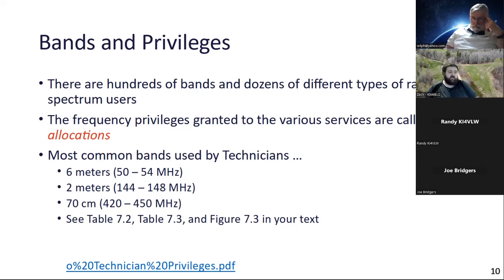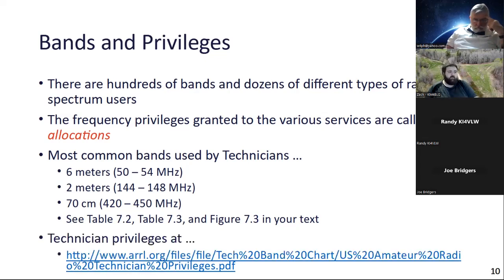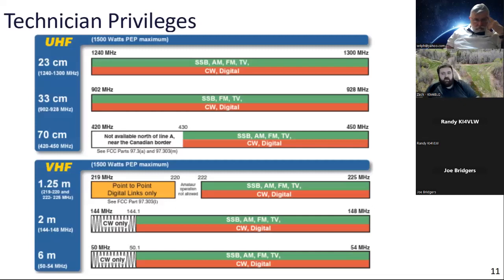And in your textbook, there's a table that shows a little bit more of that. And then, of course, there's another link to a chart that has all the technician privileges that you have access to. I believe this is the chart that comes up when you look at that. It shows you what frequencies you can operate at on the left-hand side, and then what kind of modes you can operate on. A couple of these bands, the very bottom edge, you can only do CW or Morse code. But generally, that's only 144 to 144.1.